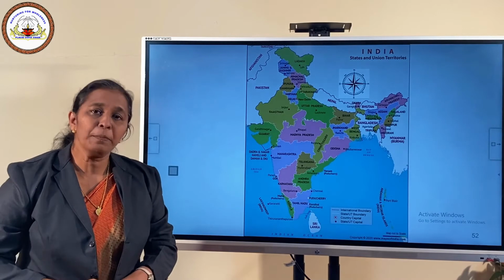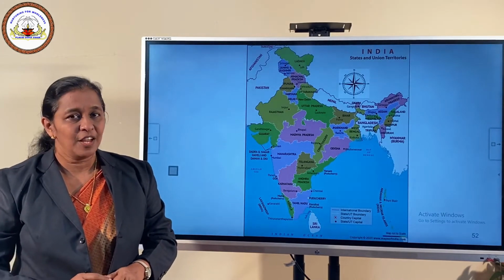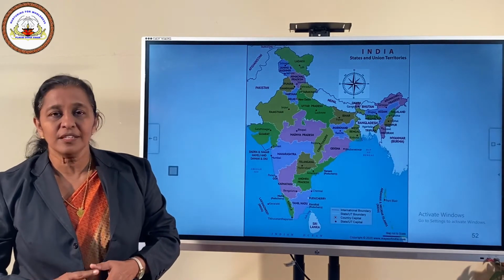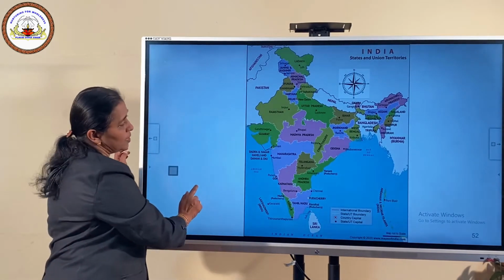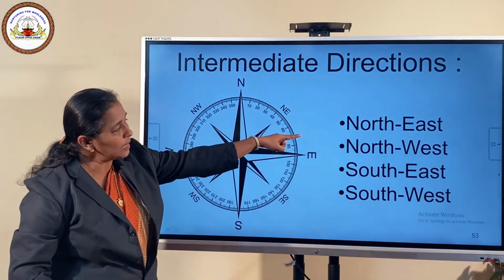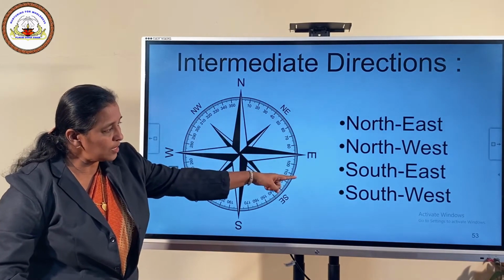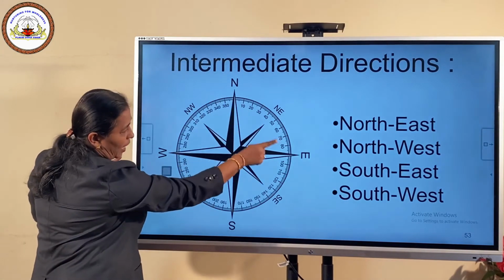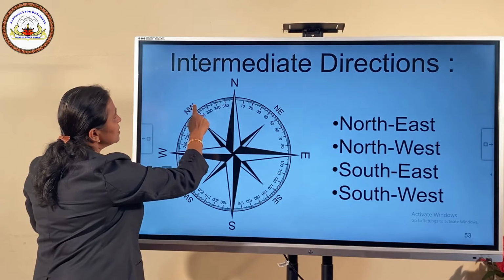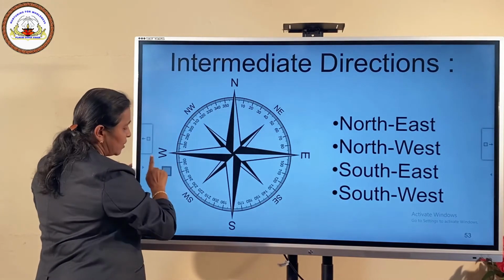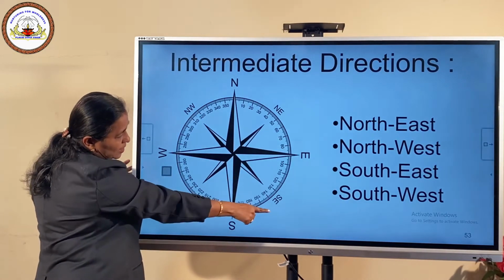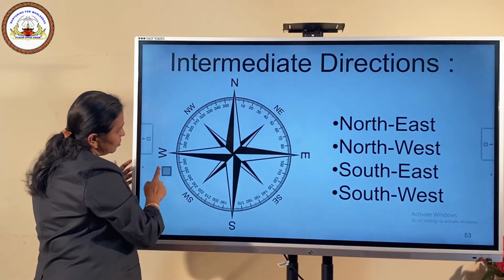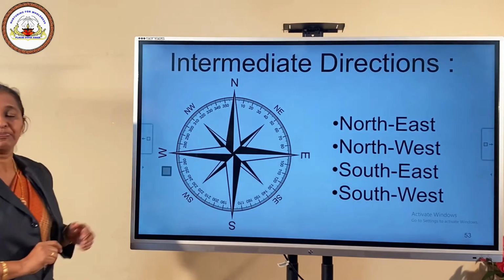There are four major sub-directions: northeast, northwest, southeast, southwest. Northeast lies between north and east. Northwest lies between north and west. Southeast lies between south and east. Southwest lies between south and west.